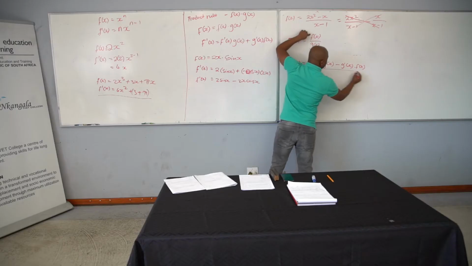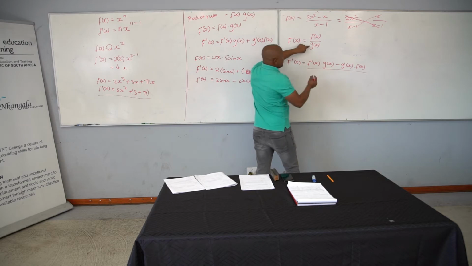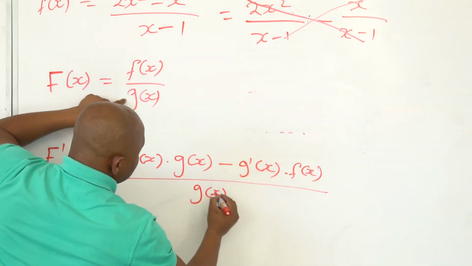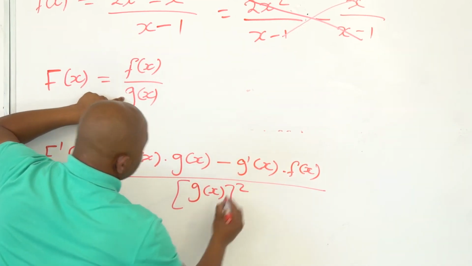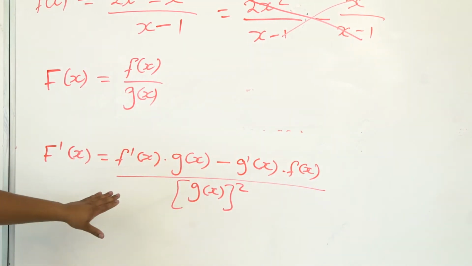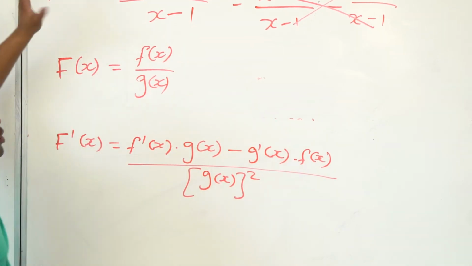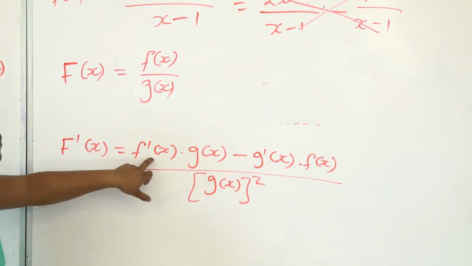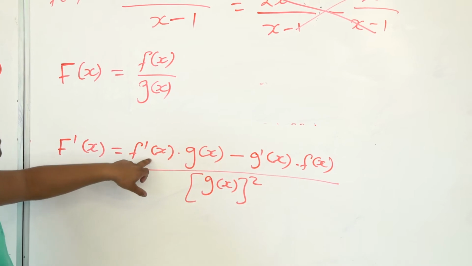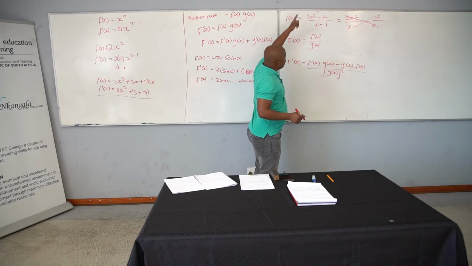F x, and then divided by, the rule says I must divide by g x squared. So all of this is there in the formula sheet. If you get something like this, you just follow it and substitute your values there. So the first thing that you're looking for is the derivative of f x. F x is the one at the top, so you're going to derive there at the top.